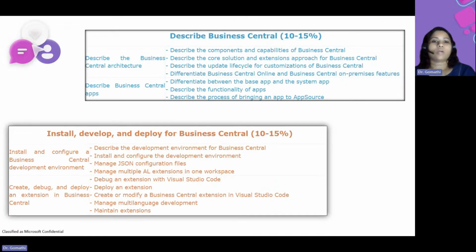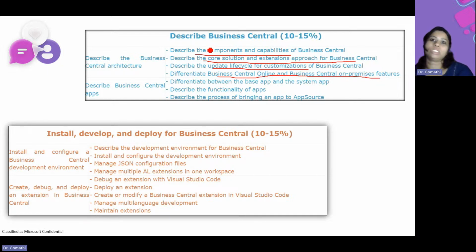Let us talk about the first one, which is describe Business Central. Here they are giving a weightage of nearly 10 to 15 percent. Here you should be able to talk about the key components and capabilities of Business Central, the core solutions and extensions approach for Business Central, and the update lifecycle for customization of the Business Central Online and Business Central on-premises feature.